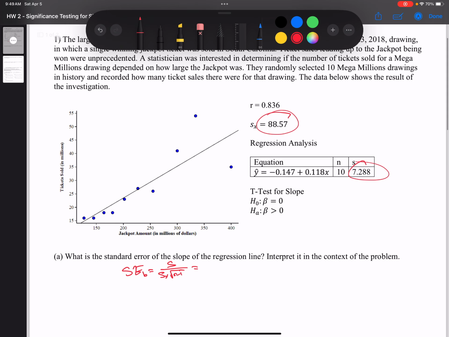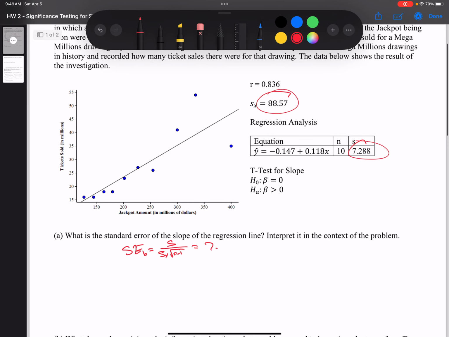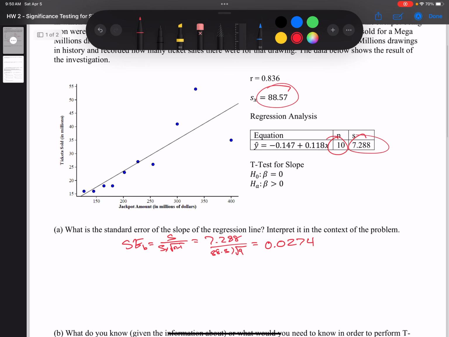Sx is here, s is here. So we're going to do 7.288 divided by 88.57 times square root of n minus 1. So we're going to square root of 9. Okay, which gives us 0.0274. Okay, and remember SEB, this is the standard error for our slope of our regression line.